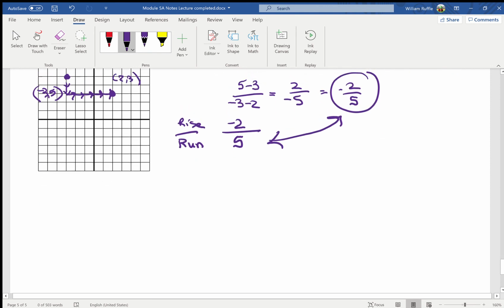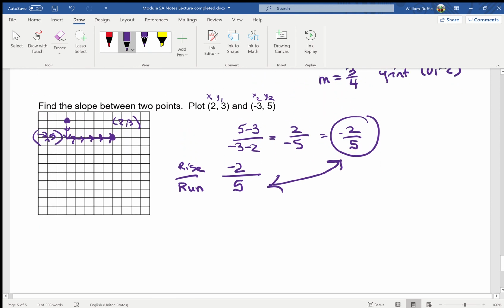All right, and that is the end of 5A. 5A is not so bad. This last part's a little confusing, but it's not too bad. And then I'll be back soon with 5B.